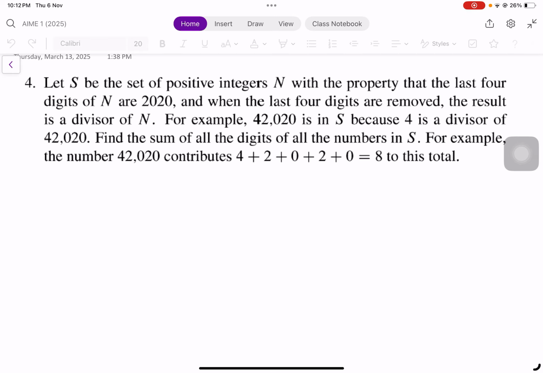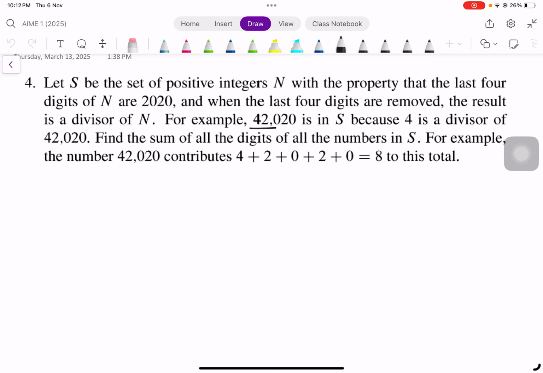For example, the number 42020 contributes 4 plus 2 plus 0 plus 2 plus 0, which is equal to 8 to this total. Therefore, let us use this example as a discussion first. This is 42020. This part is being removed, and this number 4 is left behind, and this number is actually n. It says that the number left behind, 4, is in fact a divisor of n.